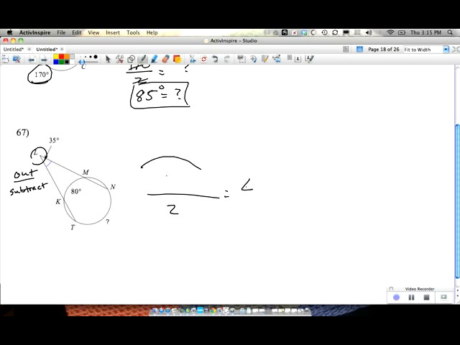So I got to get this x actually by itself. So I'm going to multiply both sides by 2. Then I'll have x minus 80 equals 70. If I add 80 to both sides, I get x equals 150. 150 degrees is my answer for x, or the question mark. So that's 150 degrees.